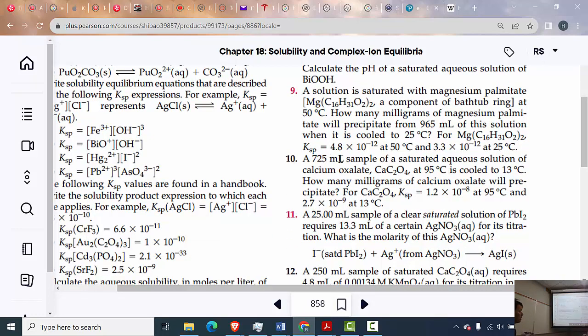Okay, 10. A 725 milliliter sample of saturated aqueous solution of calcium oxalate is cooled to 13 degrees C. How many milligrams of calcium oxalate will precipitate? So this is another problem, just the same.